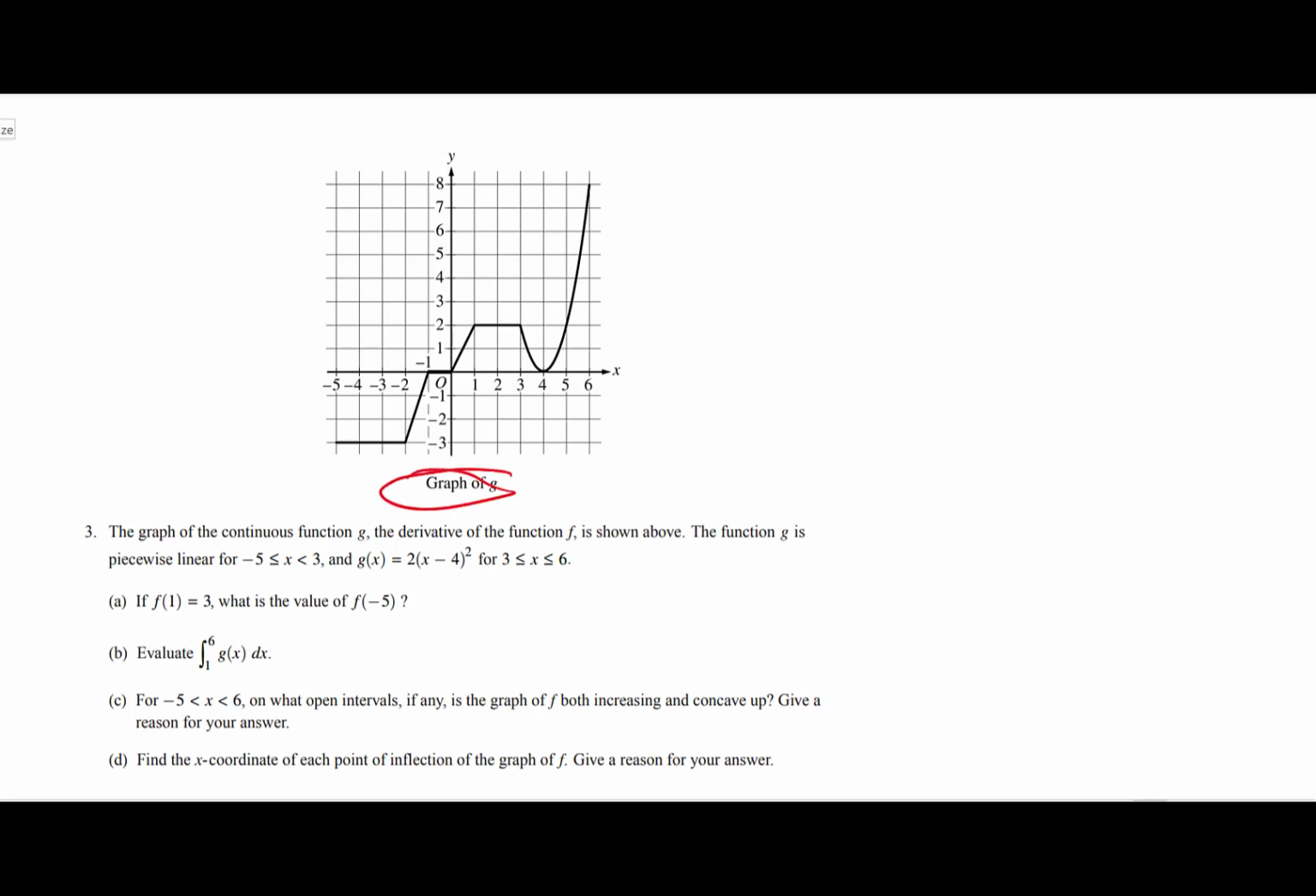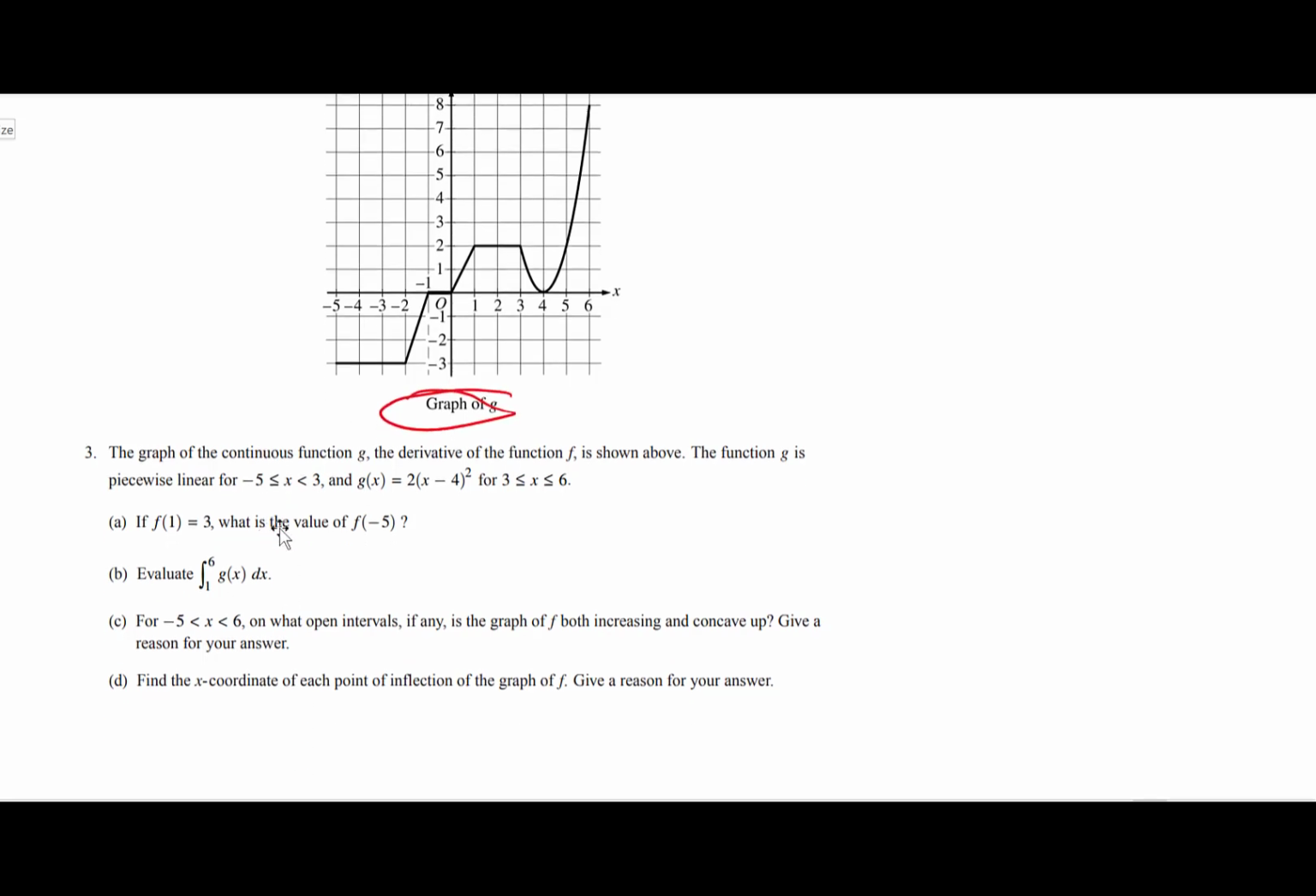It's the graph of g of a continuous function, the derivative of, so this is the derivative of f of x. So that's going to be important later. The function g is a piecewise linear function from -5 to 3, and then from 3 to 6, it's a parabola, and you can pretty much see that. So part A asks, if f of 1 is 3, what is f of -5?